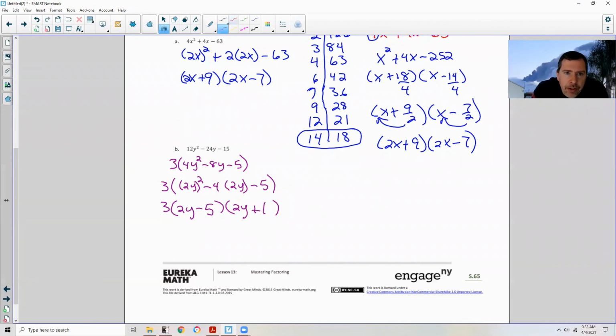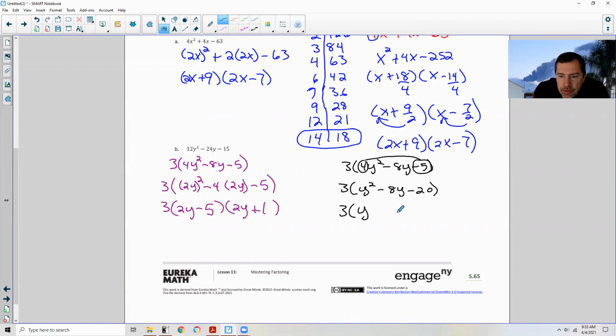Okay, but if you want to see that other method again, I'm going to do it. So again, we're going to start with the factored form. We have to get the GCF out first. And then what I'm going to do is I'm going to take this 4 and multiply it by minus 5, and I'm going to get y squared minus 8y minus 20. And that's going to give us, this one's easier because the number wasn't large.